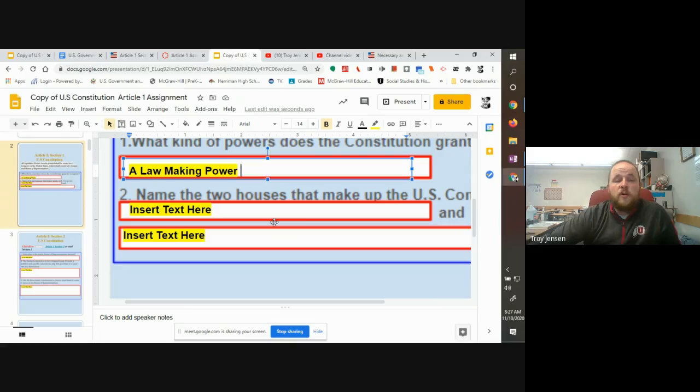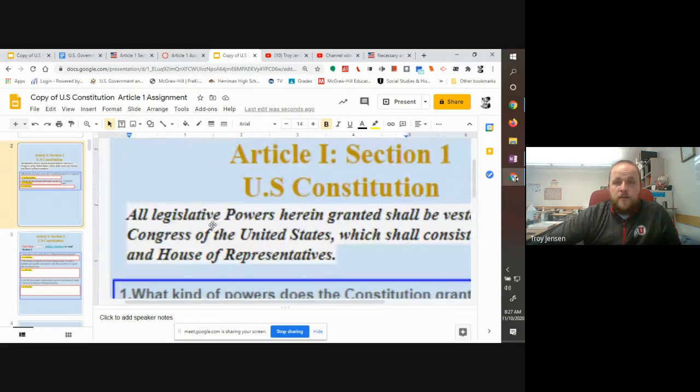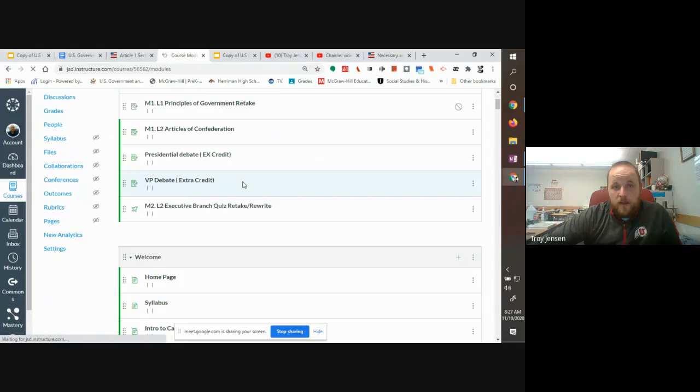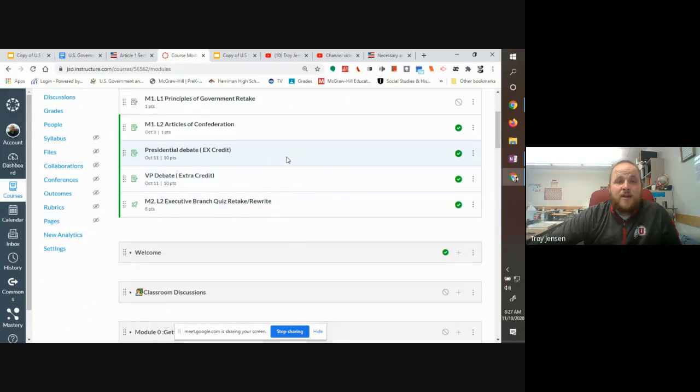These questions correlate with each section of Article 1. Okay. If there's any questions or concerns, or if you're kind of lost on the assignment, please let me know. But other than that, you are free to go ahead and get started. Go through the module, jot down a couple notes from all the subpages. And if you want to get started on the Article 1 assignment, you can do that as well.